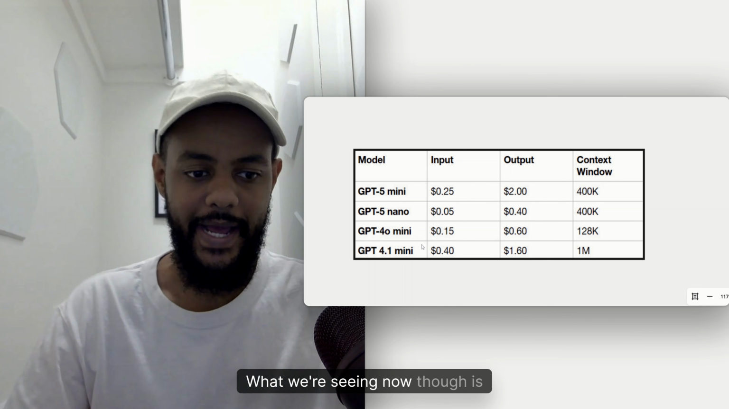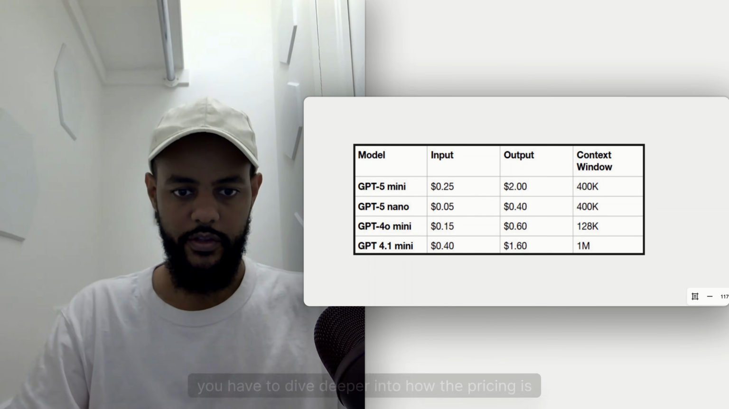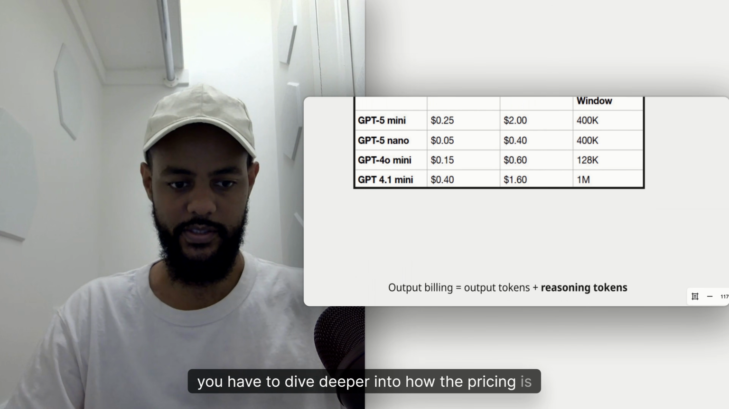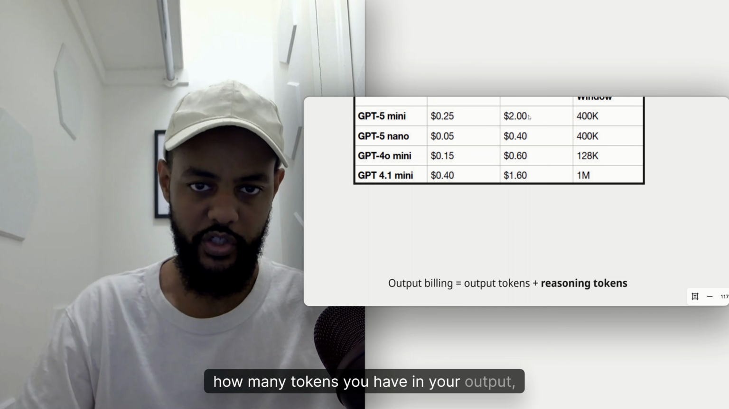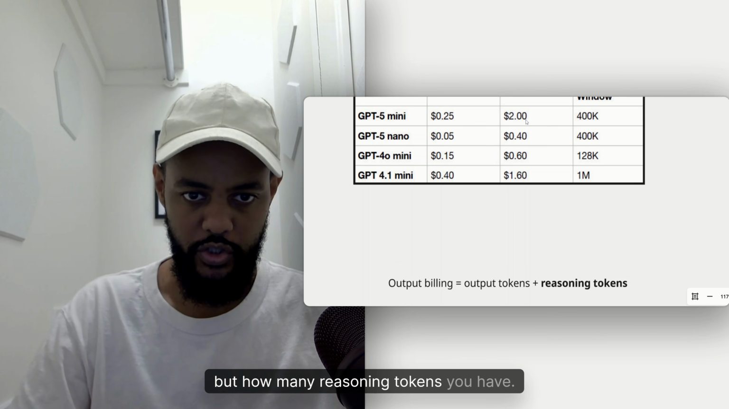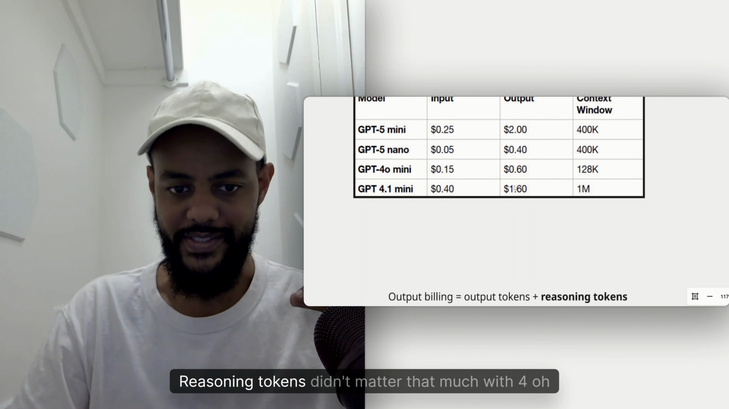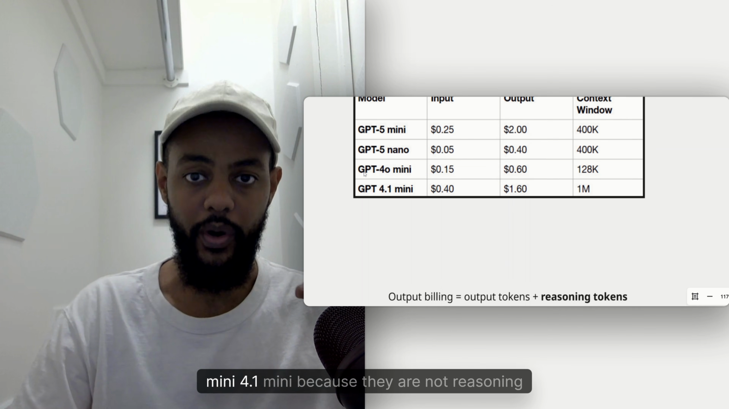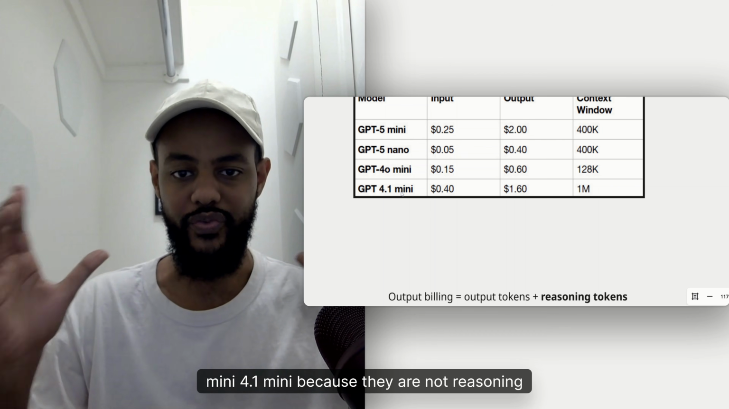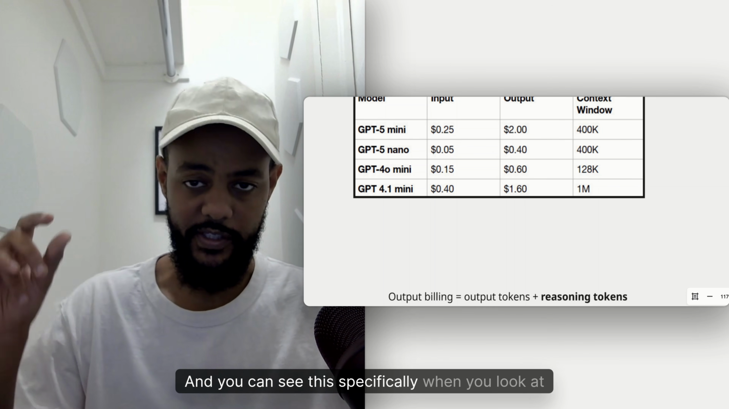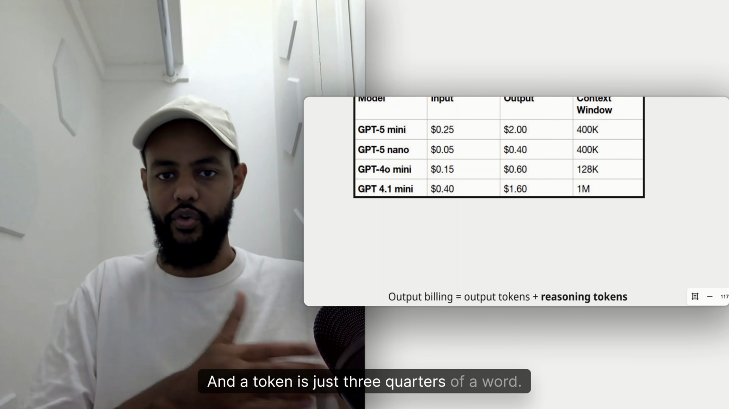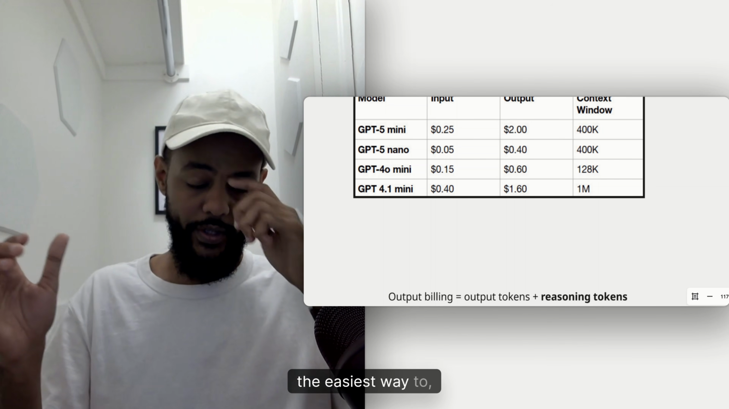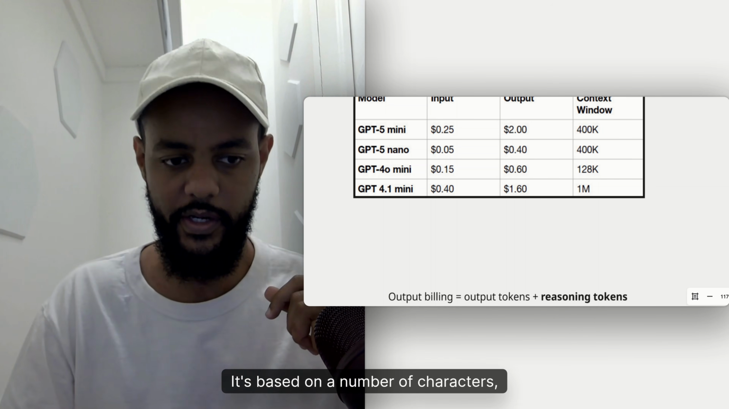What we're seeing now, though, is you have to dive deeper into how the pricing is done. Output billing is a combination of not just how many tokens you have in your output, but how many reasoning tokens you have. Reasoning tokens didn't matter that much with 4.0 mini and 4.1 mini, because they are not reasoning models. And a token is just three-quarters of a word. That's the easiest way to approximate it. It's based on a number of characters.